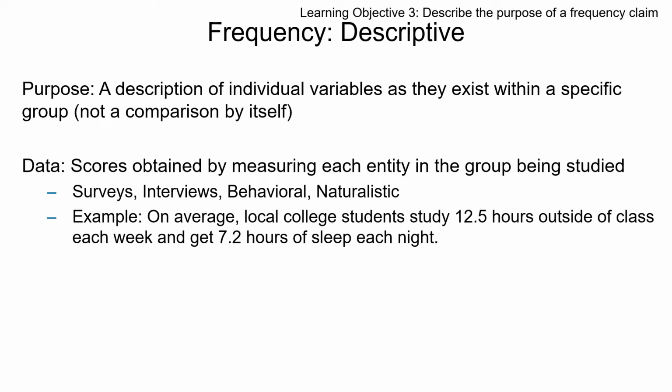Examples here. On average, local college students study 12.5 hours outside of class each week and get 7.2 hours of sleep each night. That is the dream. As a professor, that is the dream. The students would study 12 and a half hours and get 7.2 hours of sleep. The actual numbers are probably much lower than that on both of those.